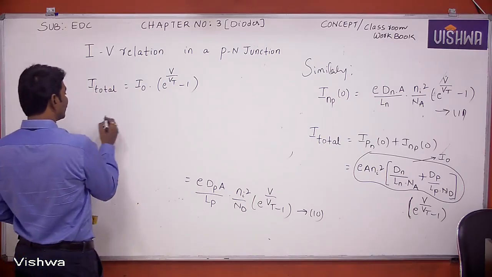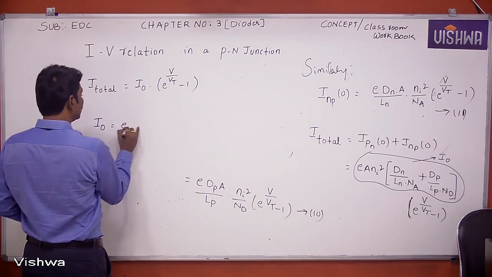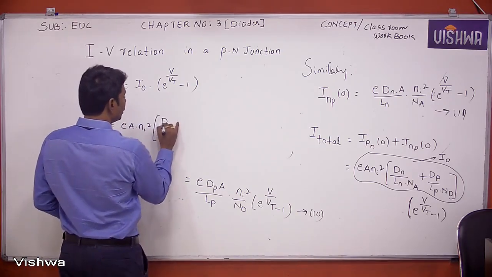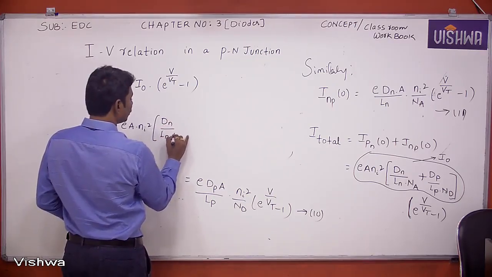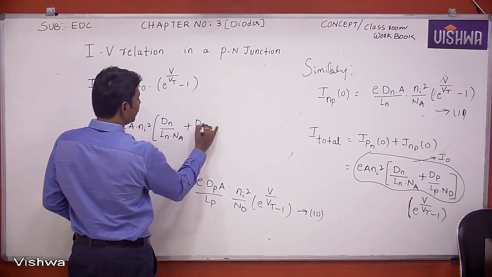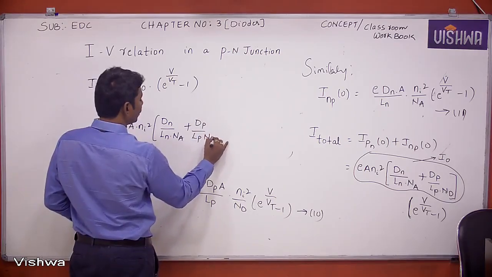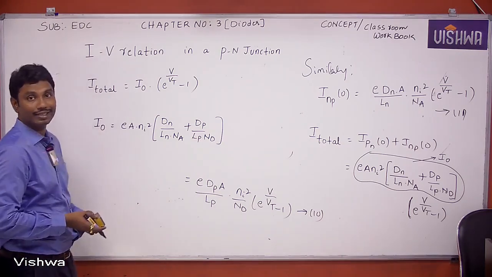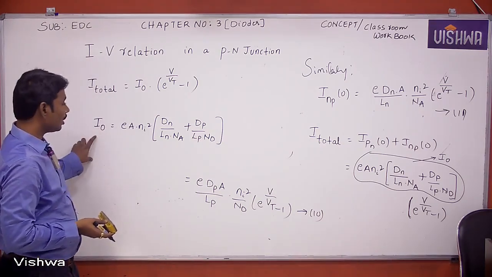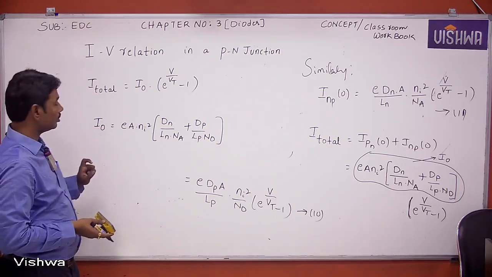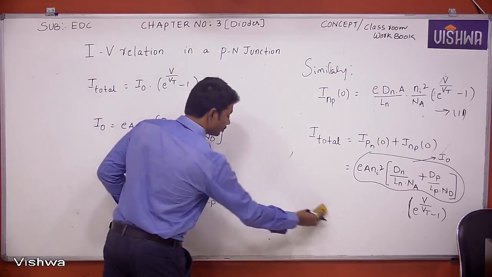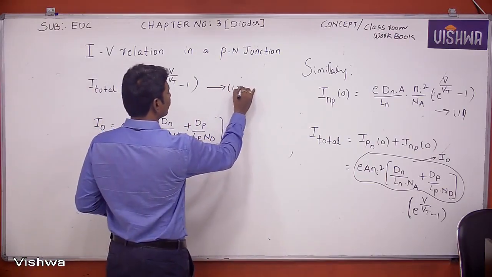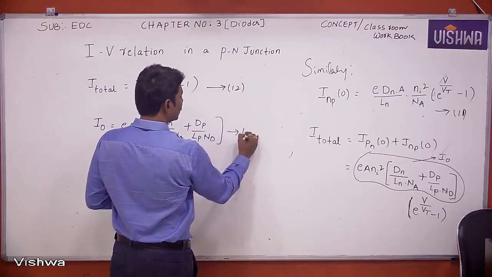So from this, what is I naught here? I naught equals e into A into ni square, into Dn by Ln into Na, plus Dp by Lp into Nd. This is the I naught expression. You know, this I naught is called as what actually? Reverse saturation current. Next, this equation you can consider as equation 12. This is equation 12. This is equation 13.